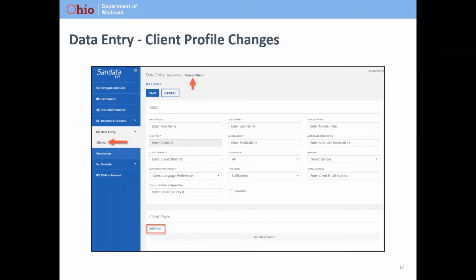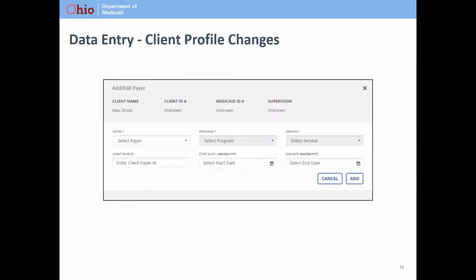And you would want to go ahead and go in and add the payers for each client that you already have entered into EVV. The way that you would add a payer is you would click that add new icon, or button rather, and then you would see this pop-up screen. And you'll notice in the upper left-hand corner of the pop-up it says add edit payer.